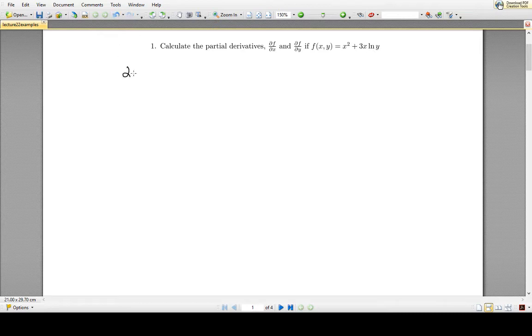So first, let's calculate the derivative of f with respect to x. So again, I'm going to pretend that all of the y's in the function are constants, and then just do a regular x differentiation. So the first term is x squared, so the derivative of x squared with respect to x is 2x, plus the derivative of 3x with respect to x is just 3, and this was just a constant that was just coming around for the trip.